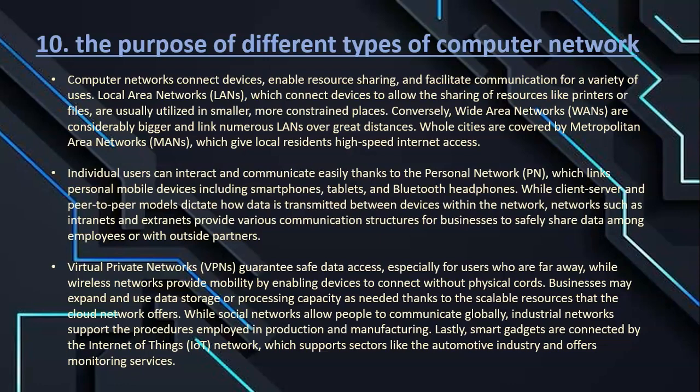Businesses may expand and use data storage and processing capacity as needed thanks to the scalable resources that the cloud network offers. While social networks allow people to communicate globally, industrial networks support the processes employed in production and manufacturing. Lastly, smart gadgets are connected by the Internet of Things (IoT) network, which supports sectors like the automotive industry and offers monitoring services.